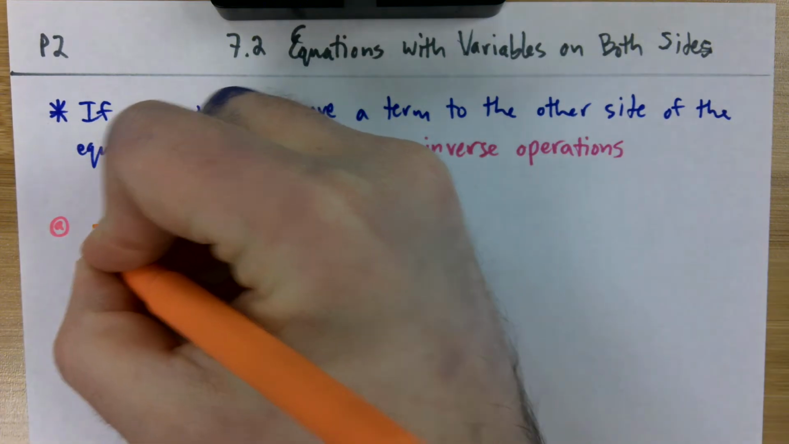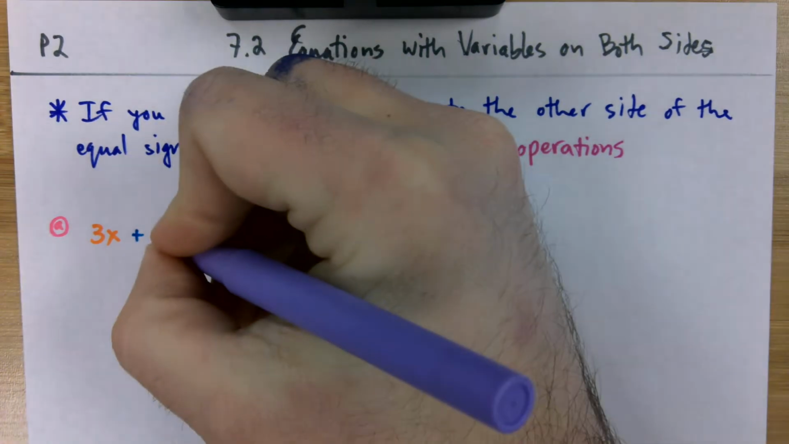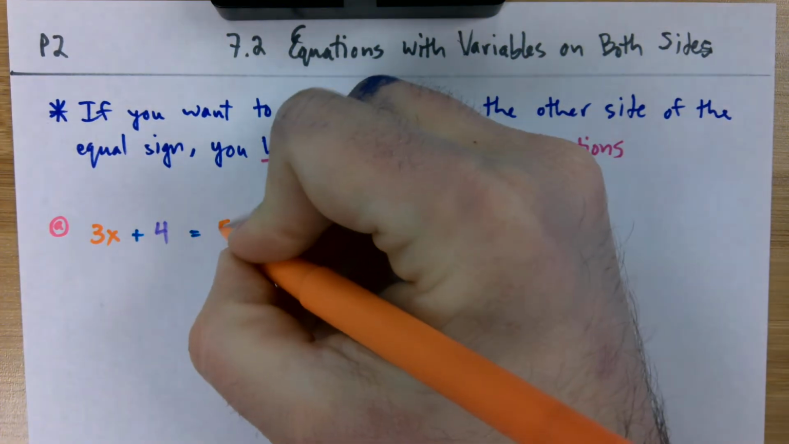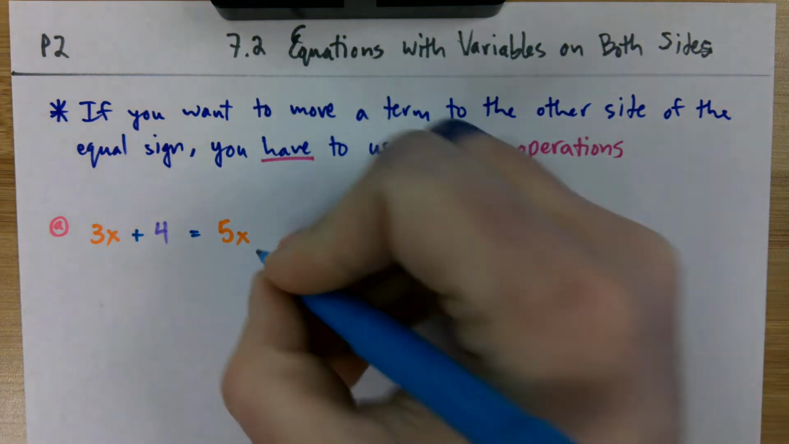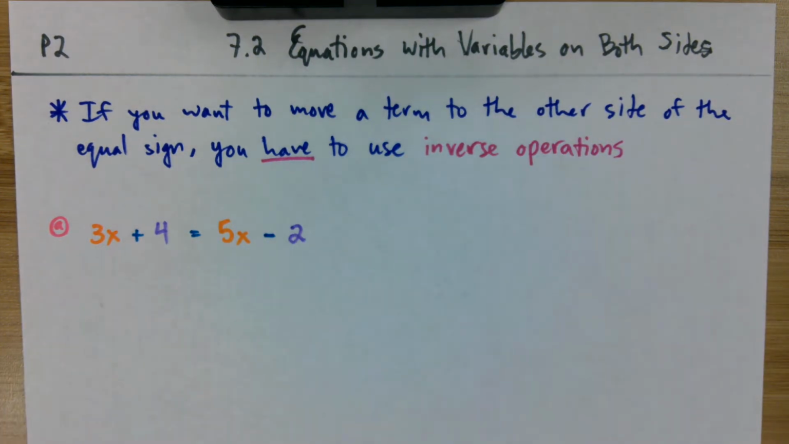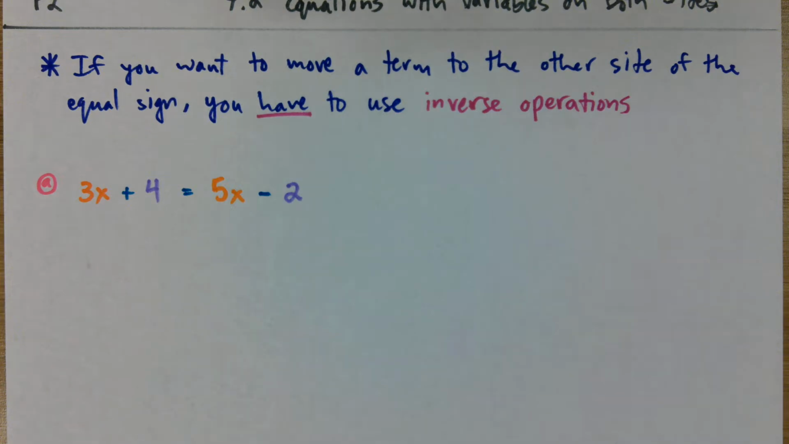Okay, let's go 3x plus 4 equals 5x minus 2. There we go. So, 3x plus 4 equals 5x minus 2. This is something new that we have not seen before. We've got an x on the left, and we've got an x on the right.